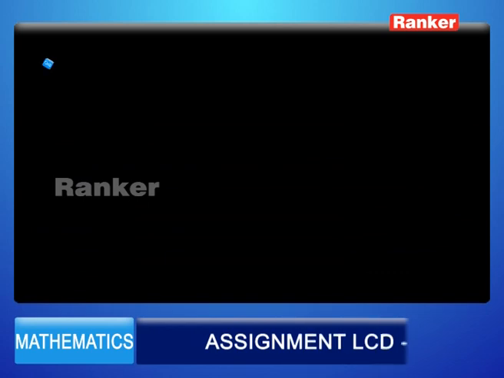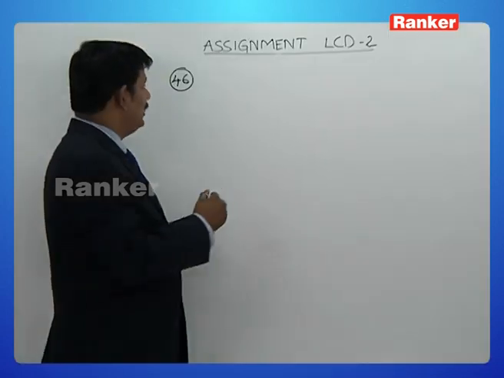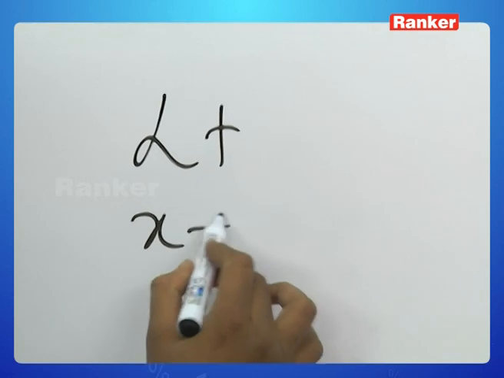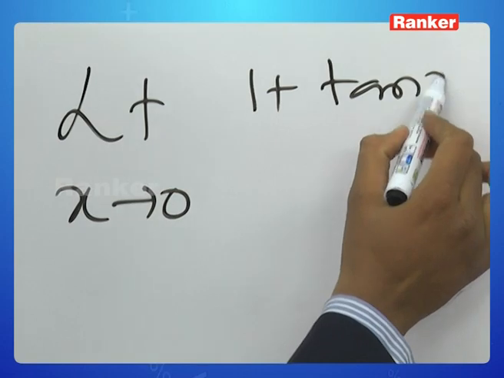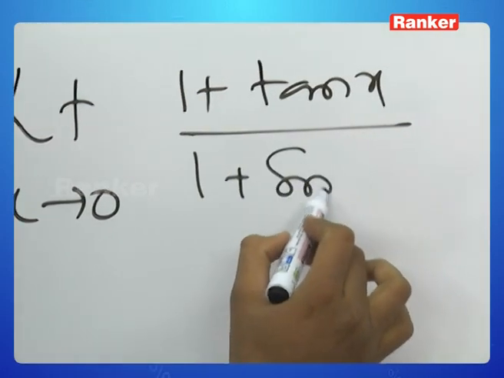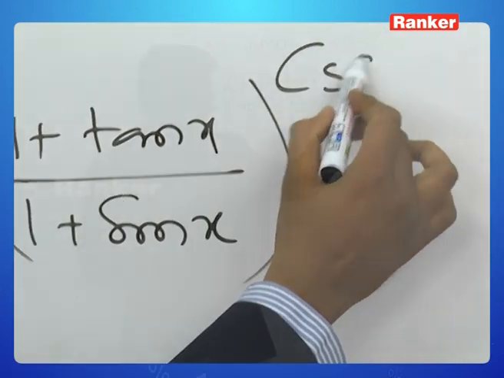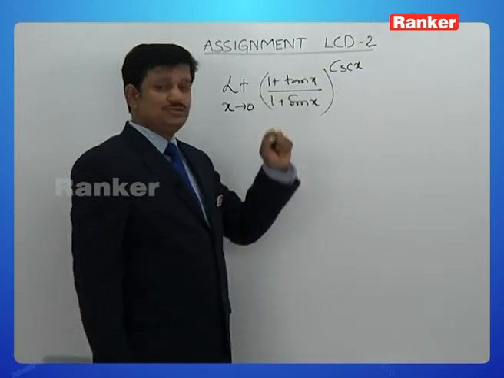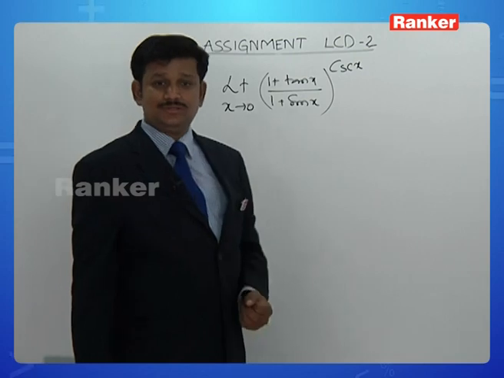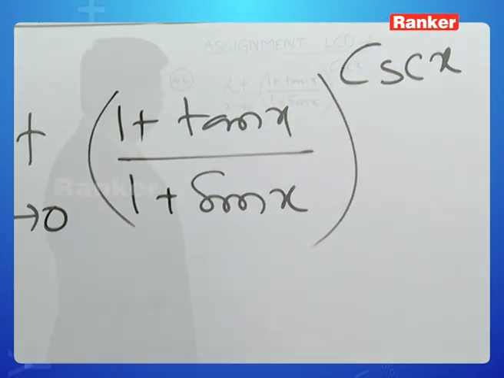Next question, evaluate limit x tending to 0 of (1 plus tan x by 1 plus sin x) whole power cosecant x. Observe the function as x tends to 0. As x tends to 0, tan x tends to 0 and sin x tends to 0. So, numerator is 1, denominator is 1, making the ratio 1.